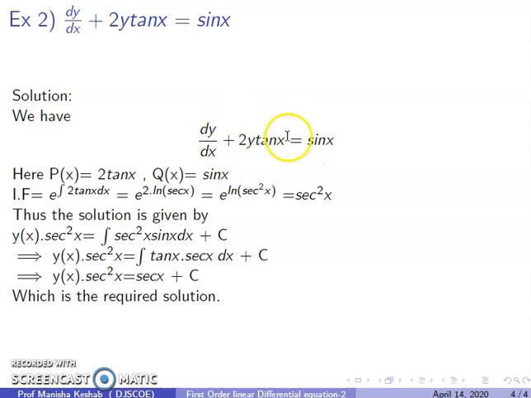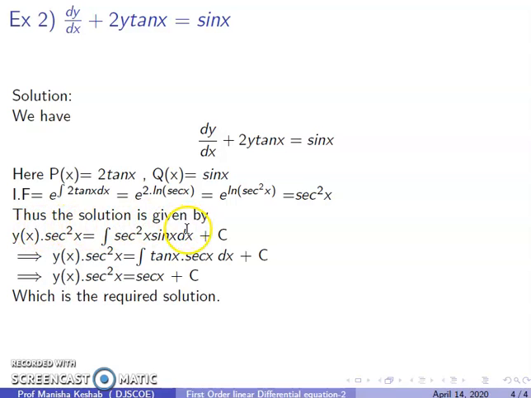Now this 2y tan x we can also write as 2 tan x into y. So in that case we will be able to write the equation as dy/dx + p(x) y = q(x), where p(x) is 2 tan x and q(x) is sin x. So same way we can start. The integrating factor is e raised to ∫p(x)dx, that is e raised to 2 times the integration of tan x, which is log sec x, and which finally comes out to be sec² x.